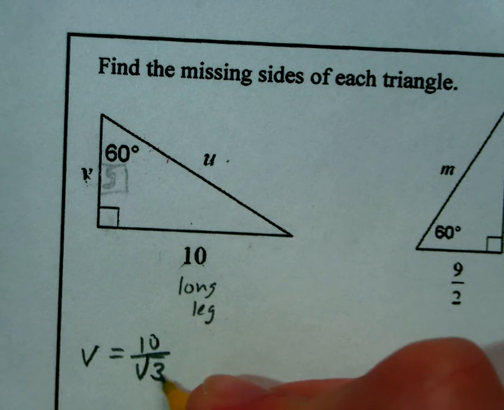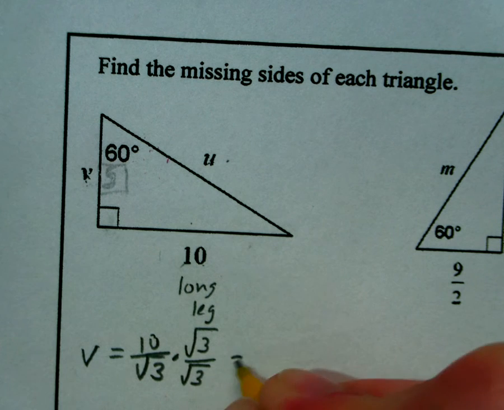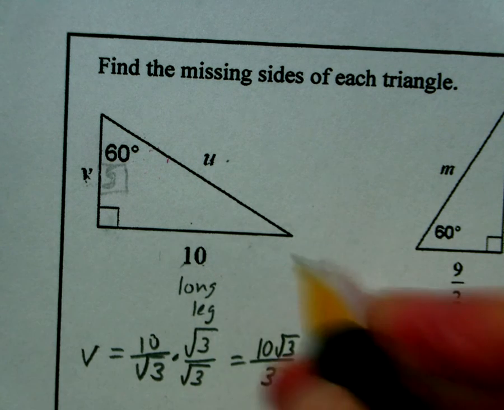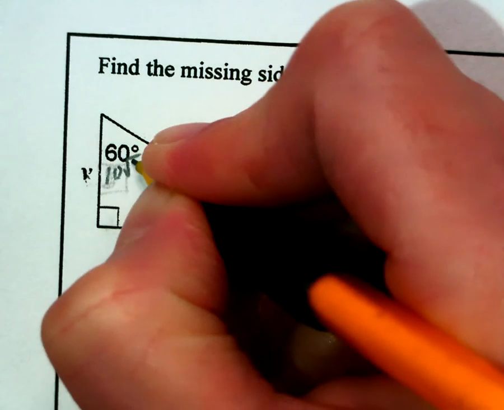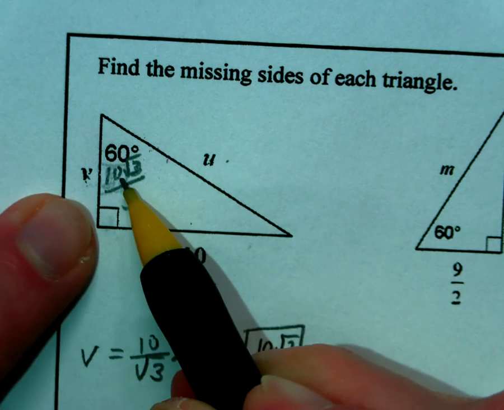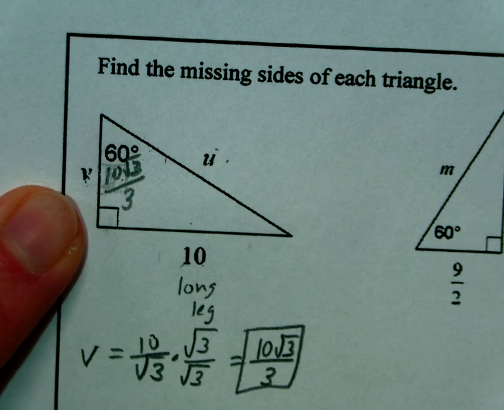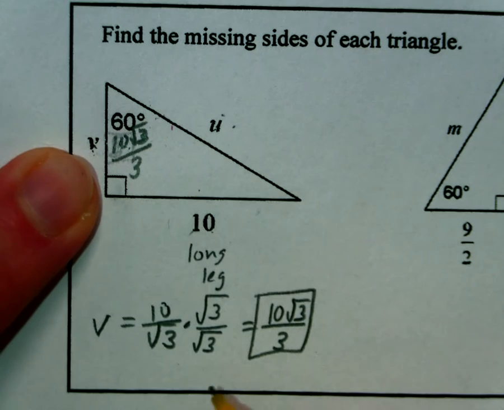And remember, we can't leave the radical in the denominator, so we're going to multiply top and bottom by square root of 3. So you get 10 square root of 3 over 3 for this side. So this side is 10 square root of 3 over 3. And then we know that the short leg times 2 gives us the hypotenuse. And so what we would do with this is take it times 2.